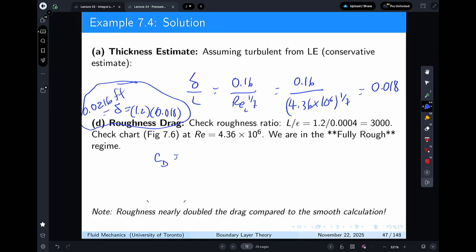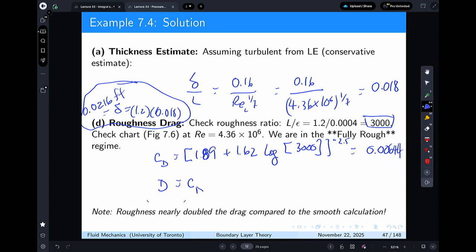C sub D, 1.89 plus 1.62 log of L over epsilon, that's 3,000. And that's all to the minus 2.5, 0.00644. Drag is CD times 1/2 rho u squared and the cross-sectional area.